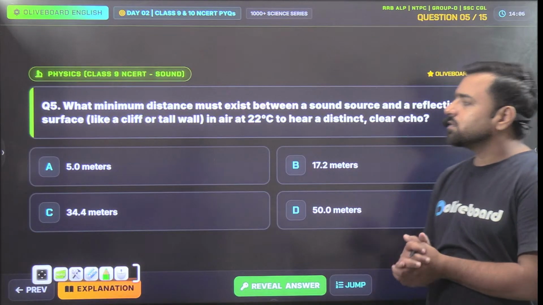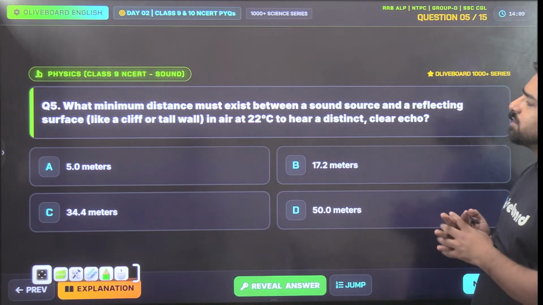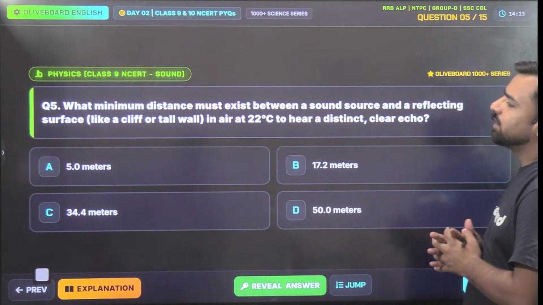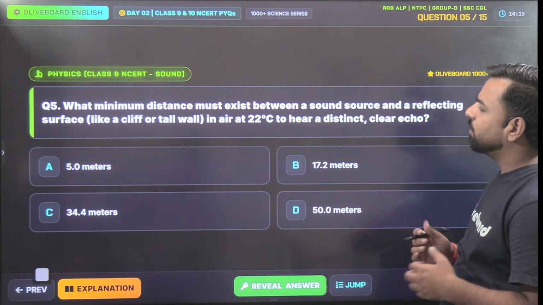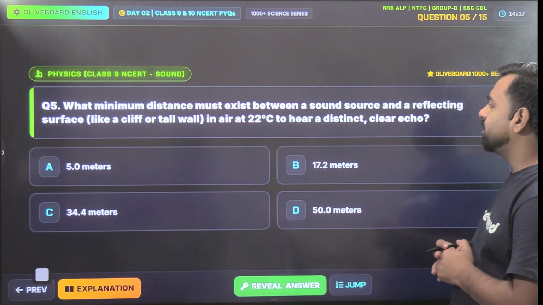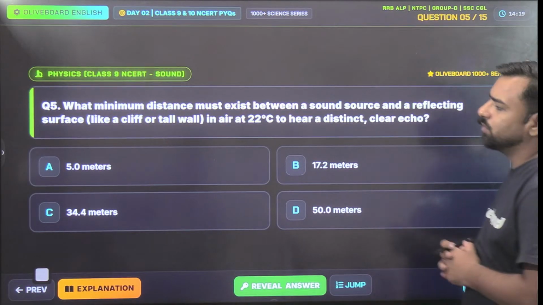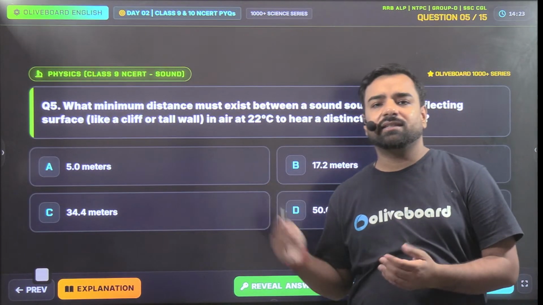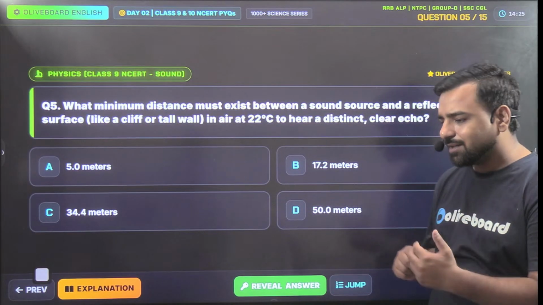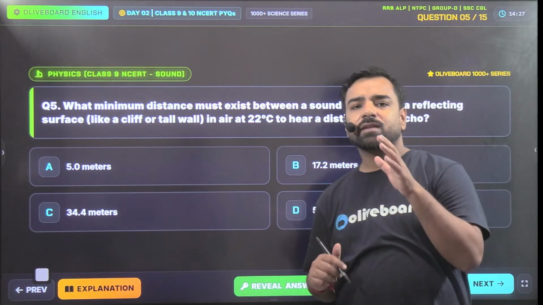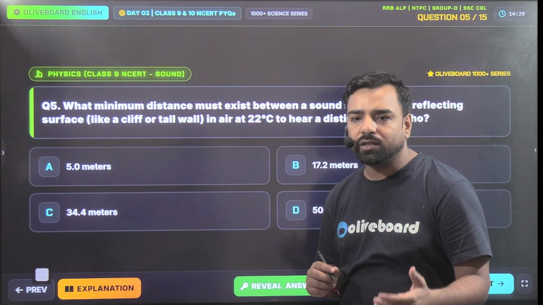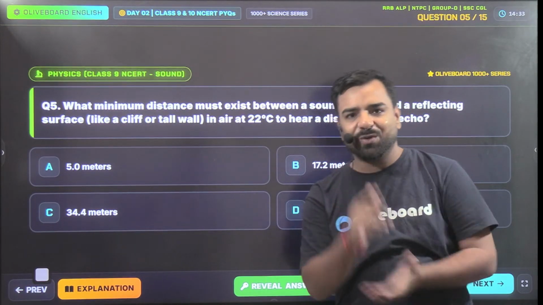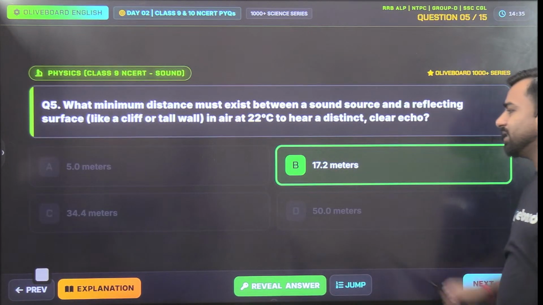The next question is, what is the minimum distance that must exist between a sound source and a reflecting surface like a cliff or a tall wall in the air at 22 degrees centigrade to hear a distinct echo? So guys, it's a question which might be asked in the SSC examination. In the RRB examination, this is directly asked: what is the minimum distance for an echo to occur? So Ankita is going with option number B. And what is it? 17.2. Absolutely correct. That's great. So here the correct answer will be B.